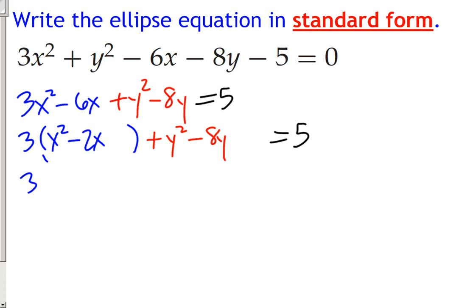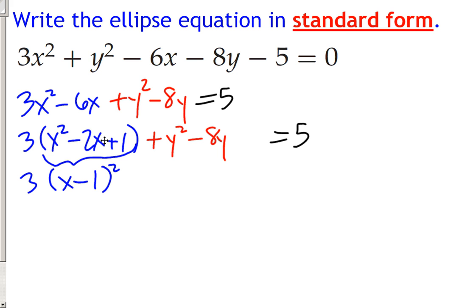Now we want all of this to change into something magnificent and square. So the process goes, take this number, divide it by 2. So it's an x. Negative 2 divided by 2 is a negative 1. And then you square this number. So negative 1 squared is a plus 1.